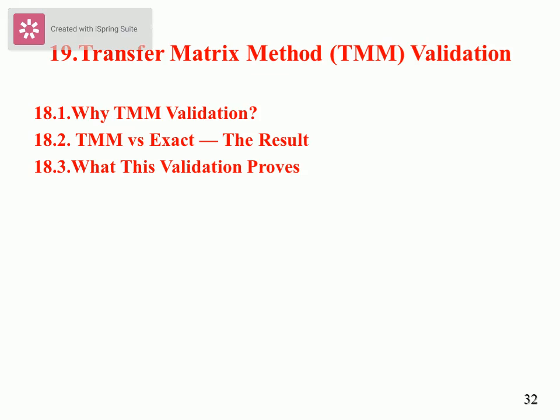This proves four things. First, our math is correct. Second, our code has no error. Third, our barrier model is physically consistent. And fourth, all our results are reliable, so we can confidently move forward.